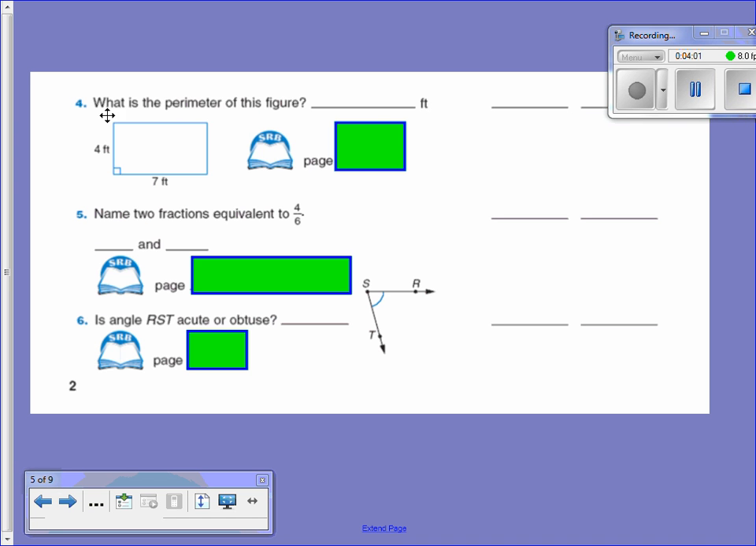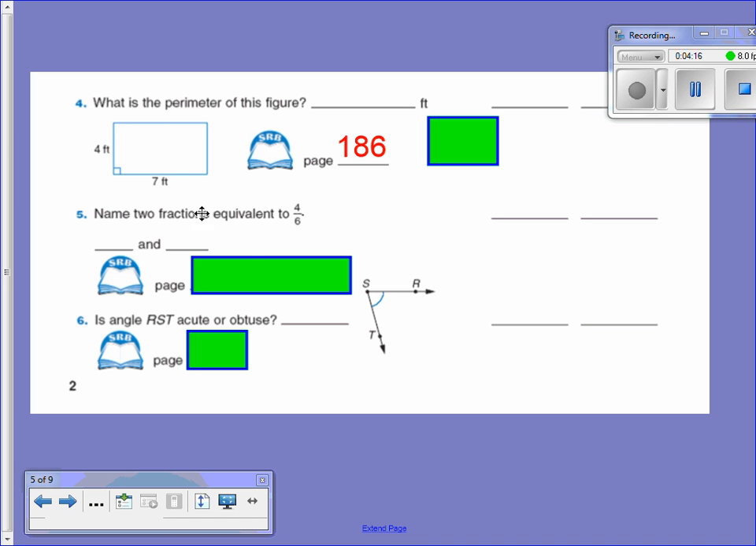Problem number 4, what is the perimeter of this figure? If you don't remember what perimeter means, go ahead and take a look at page 186. This will help assist you on this problem. Keep in mind that these sides right here also need to have a number with them.